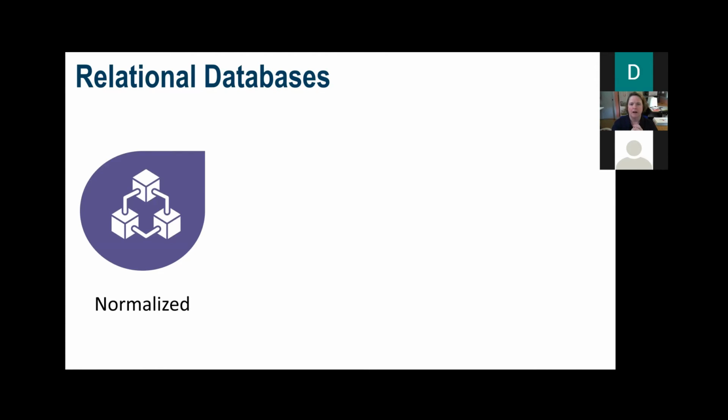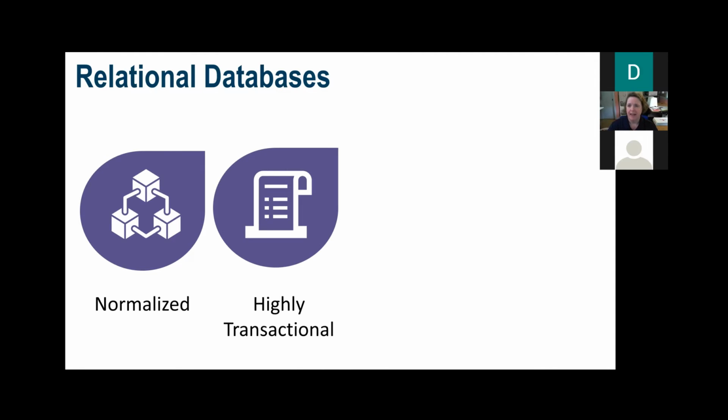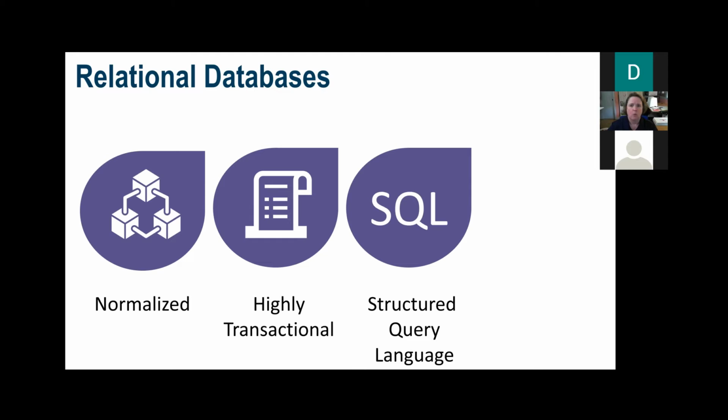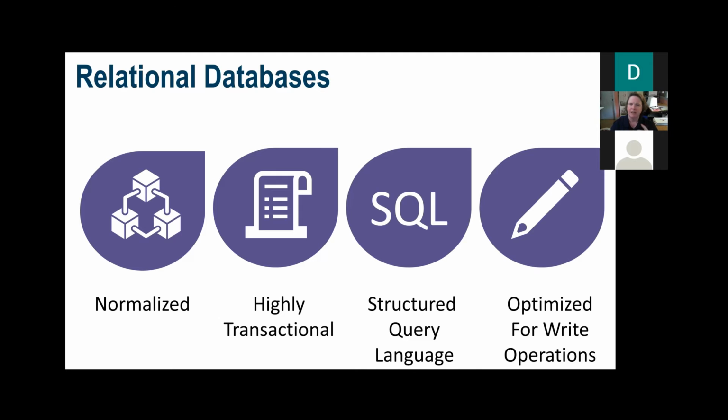So that's where E.F. Codd says, you know what, we need to normalize this. We need to stop saving all of this information in various places. So we're going to highly normalize it. And we're going to optimize it and make it so that it's really super efficient for those highly transactional systems. And we are going to use this language, this structured query language, in order to pull that data out of those databases. And in doing all of that, it made those databases really optimized for write operations. So think of things like point of sale systems or manufacturing systems, credit card processing. Those are all relational databases that are highly transactional and really focused on write operations.